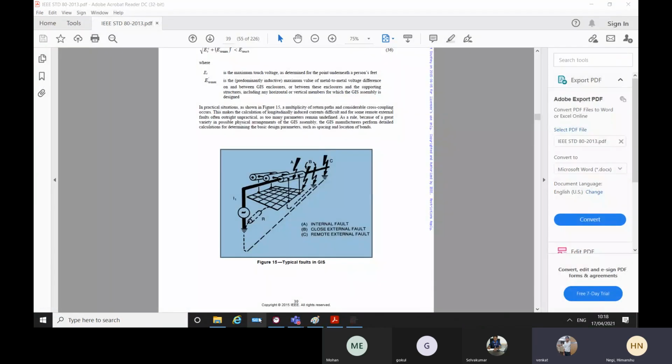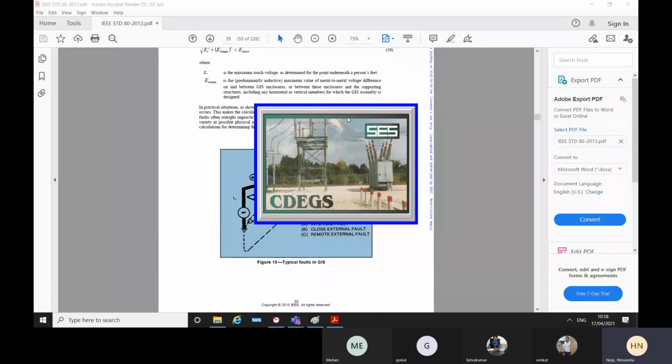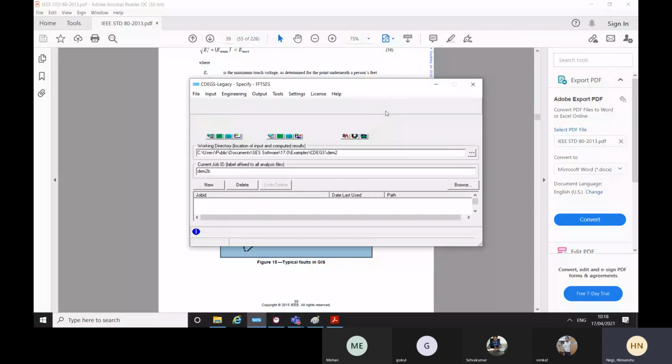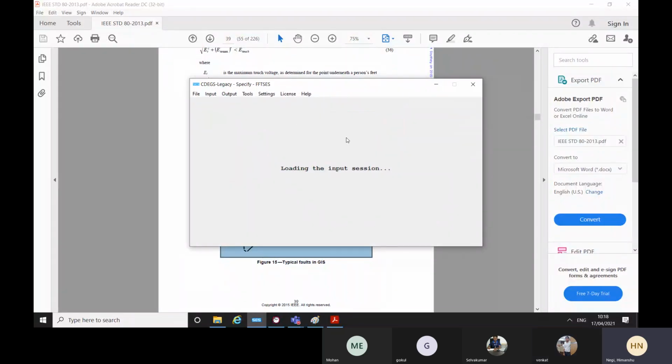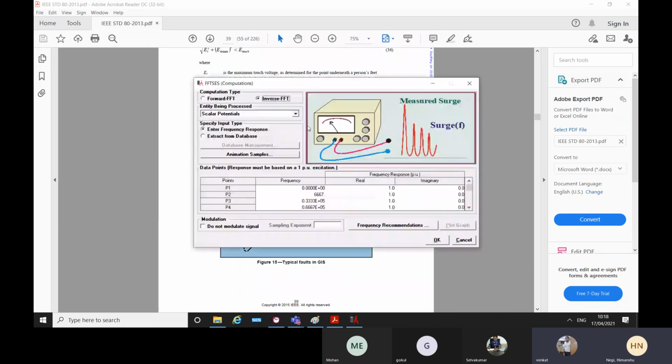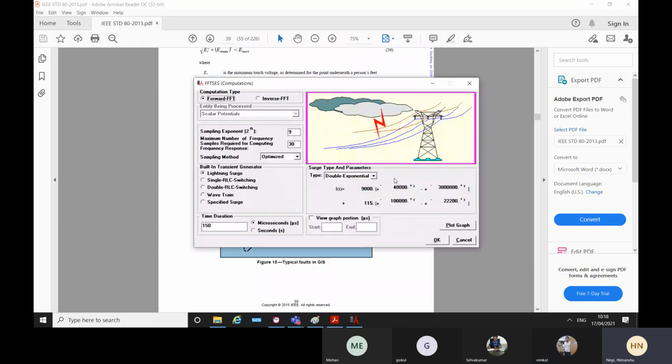Yes. And in this CDEGS, to represent any wave, there is one module. I can show you later once we go there. This module is based on the Fourier transform. So what we do is, in the forward Fourier transform, we specify a wave. If you are specifying lightning, you can specify only a standard lightning wave, Heidler, or double exponential.